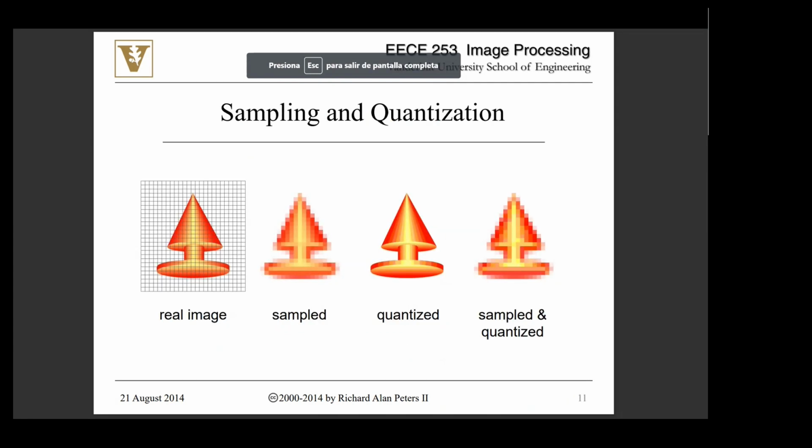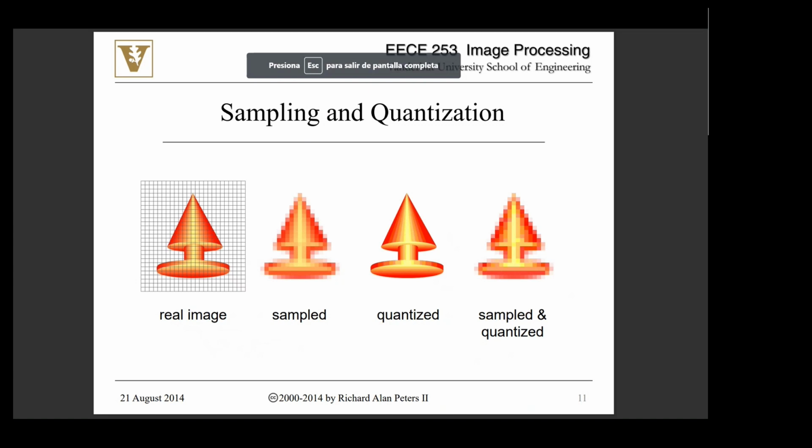So just to review the whole process again. There are a couple of operations. One is sampling in space. The other one is quantizing the color. So if this is the real image, we have to sample in space. So we divide the real image into small squares that are called pixels.